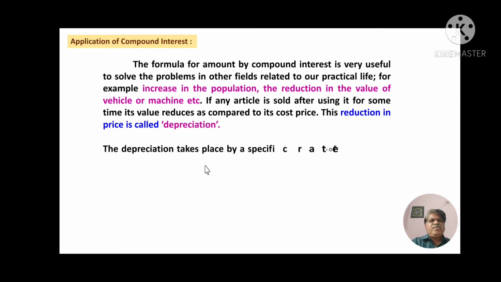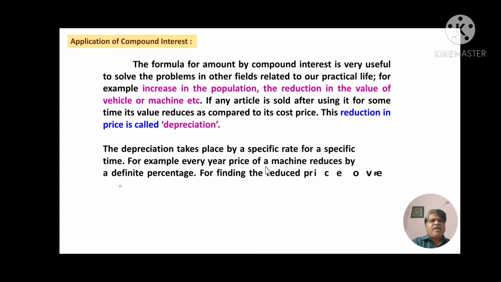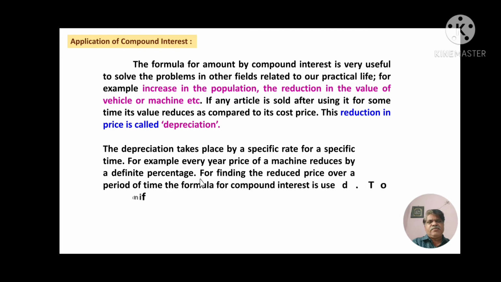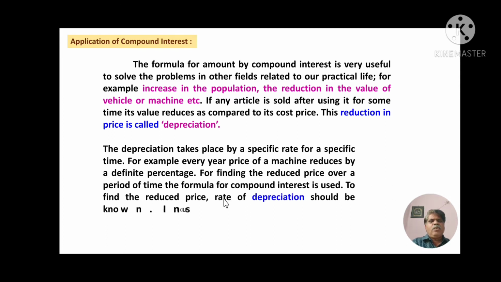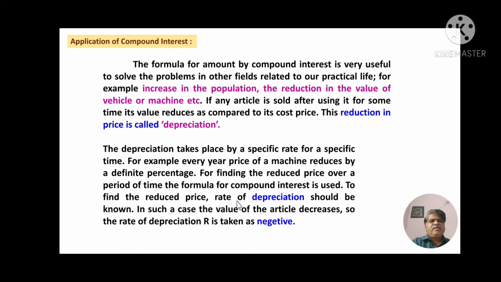Friends, depreciation takes place at a specific rate for a specific time. For example, every year the price of a machine reduces by a definite percentage. For finding the reduced price over a period of time, the formula for compound interest is used. To find the reduced price, the rate of depreciation should be known. In such a case, the value of the article decreases, so the rate of depreciation R is taken as negative. It is very important that we know that during depreciation, the rate R is negative. Now let us see what appreciation is.